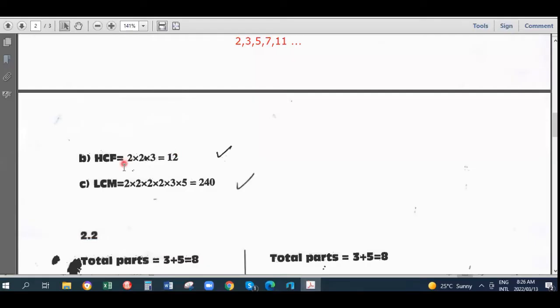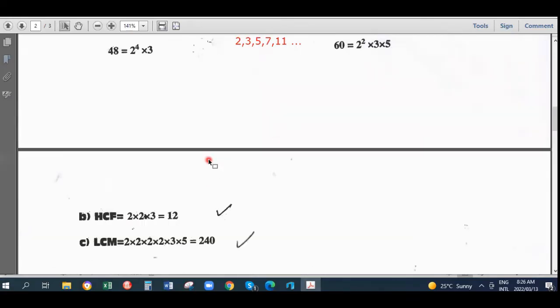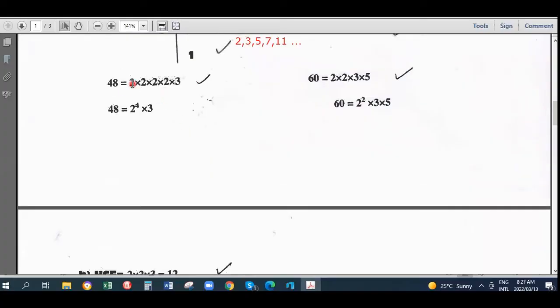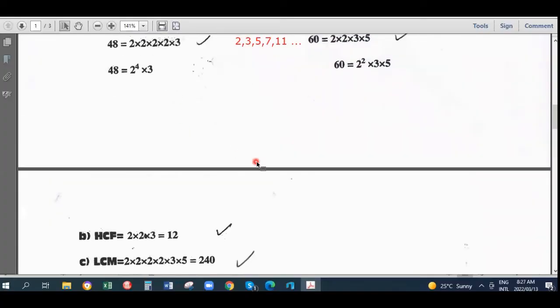Now your highest common factor is when you're taking one of each. Right? It's the highest common factor. You take one of each. So if you're looking at one of each, this is the way we can write it. We have 48 is equal to 2 times 2 times 2 times 2 times 3. We have that for 48.